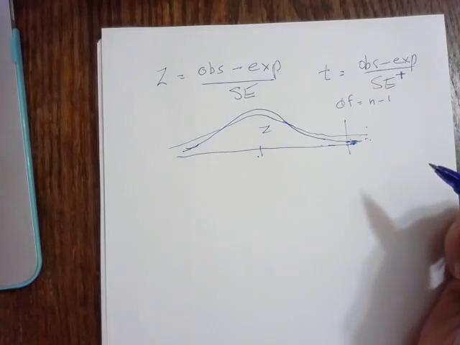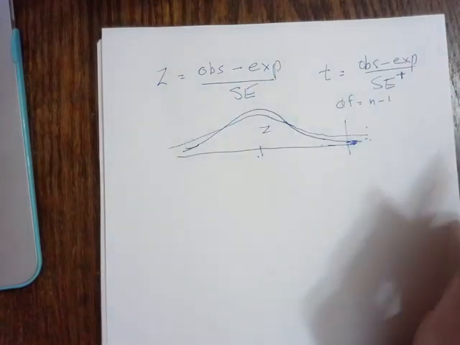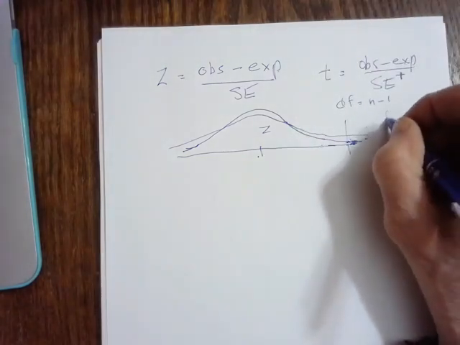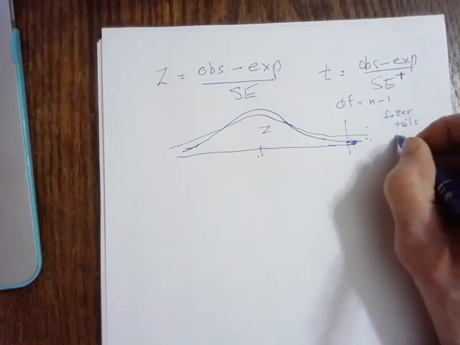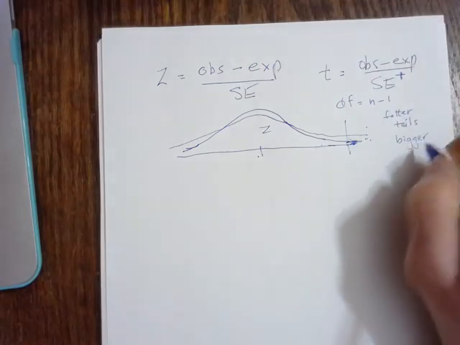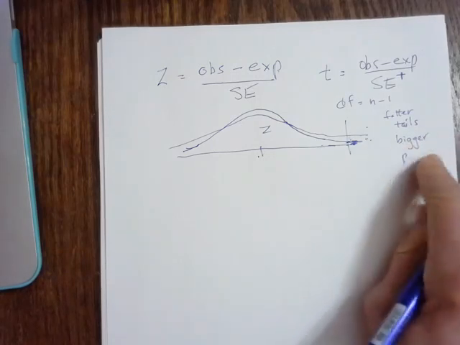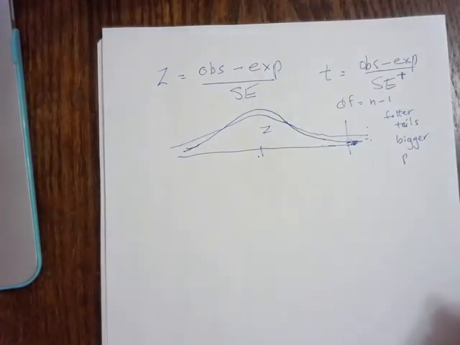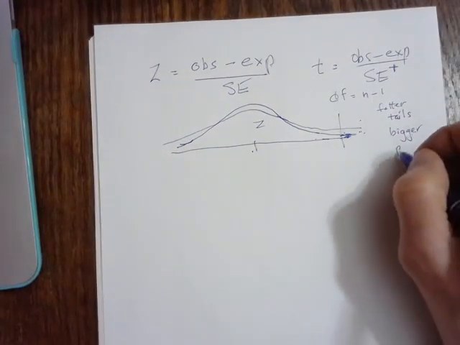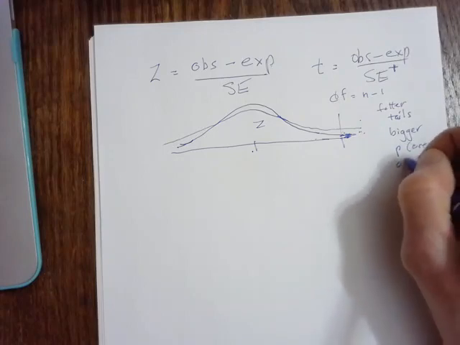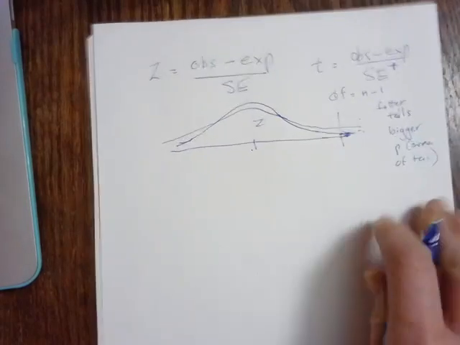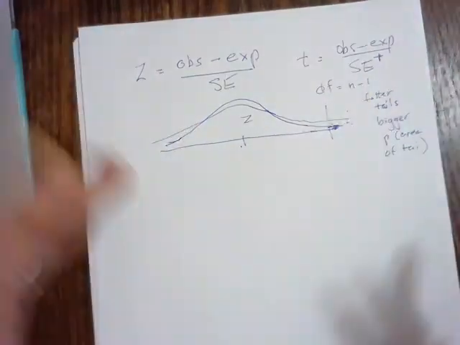Okay, so what else do we need? Okay, so that's the z and the t. And so this has fatter tails, so it's going to have a bigger p. We like small p's because then we can reject the null. This is going to have a bigger p, so it's going to be harder to get significance because that's the area of the tail. All right, so that's the basic. Those are two statistics, and you have to know those. We're not going to be giving them to you.